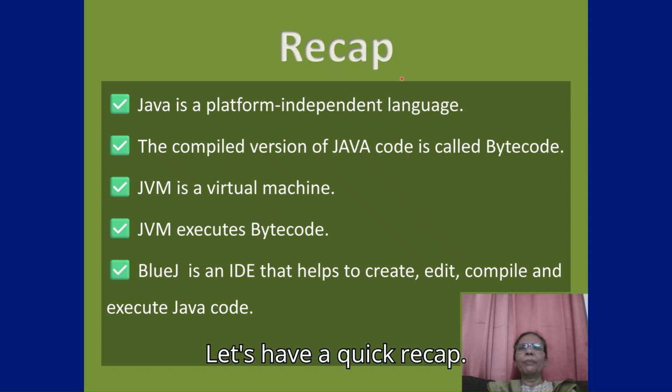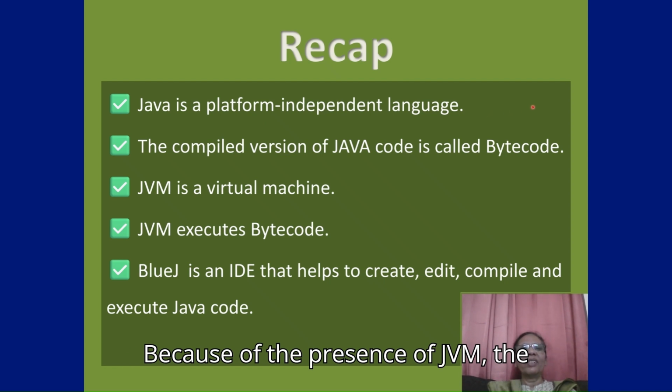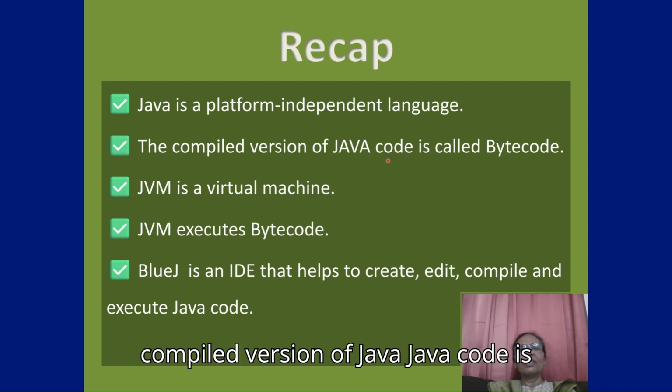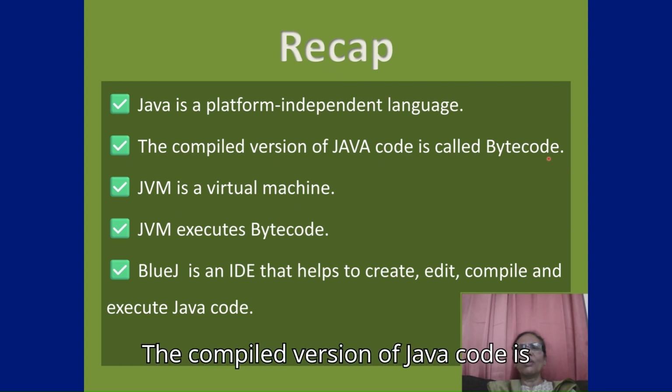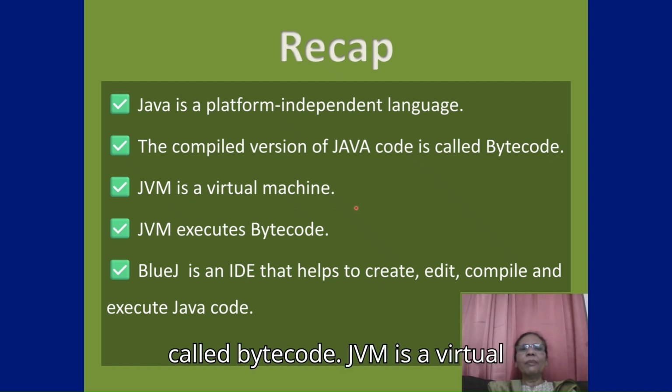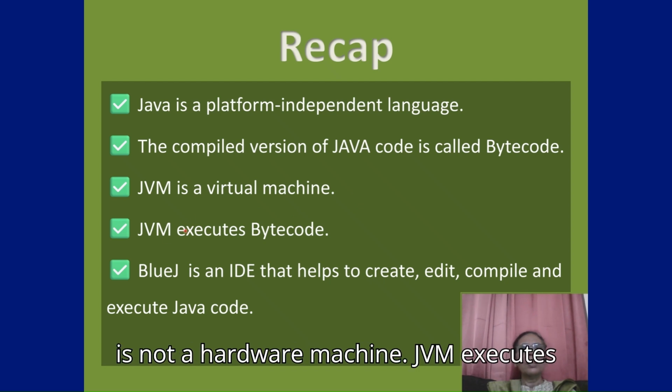Let's have a quick recap. Java is a platform independent language because of the presence of JVM. The compiled version of Java code is called bytecode. JVM is a virtual machine. It is basically software. It is not a hardware machine. JVM executes bytecode.